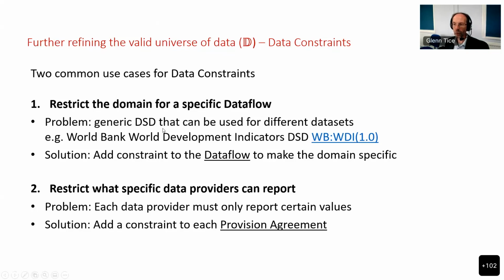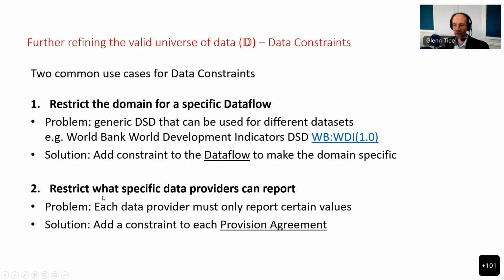So this is useful for restricting what is valid, where perhaps there's a generic DSD which is suitable for a number of different purposes, or perhaps the DSD uses code lists where the number of values in the code list is wider than we might otherwise want.